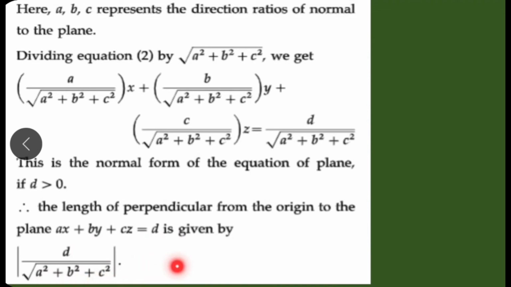That means when the equation of plane is in general form, ax plus by plus cz equals d, then we find the perpendicular distance of plane from origin by using this formula. This is the same as finding the distance of a point to the line that we studied in class 11 for the two-dimension system. If the equation of line is ax plus by plus c equals 0, then you write the distance of a line from the origin as c upon root a square plus b square.